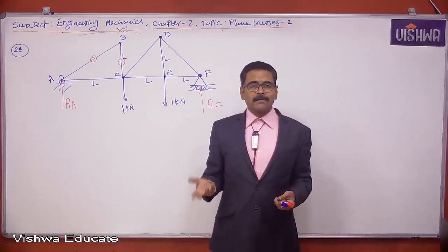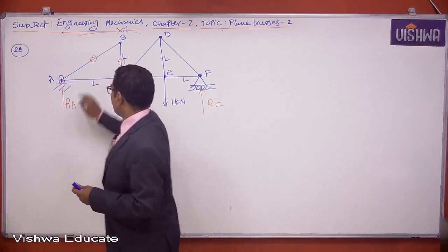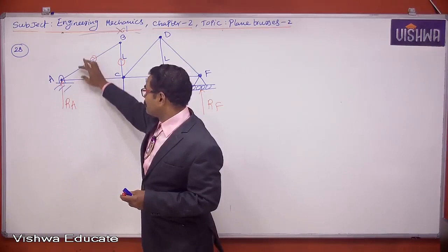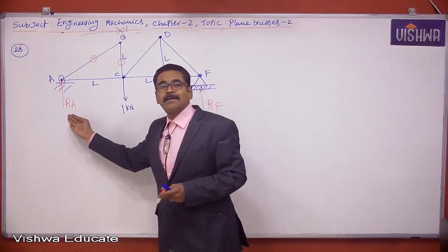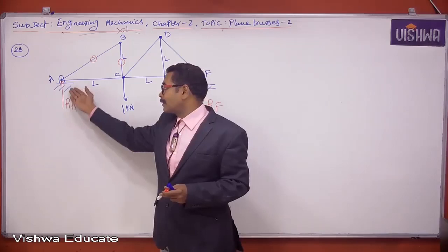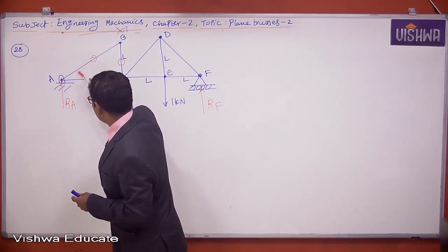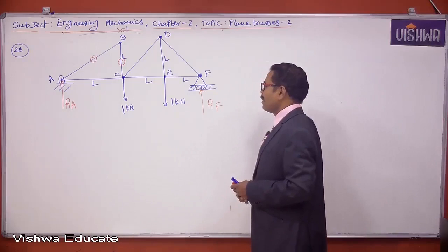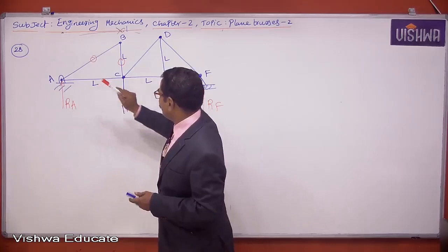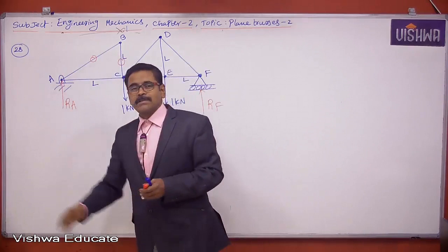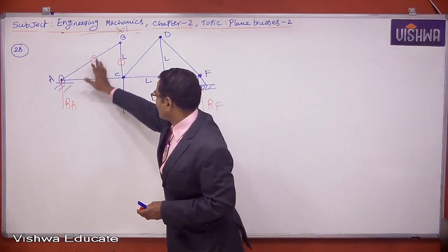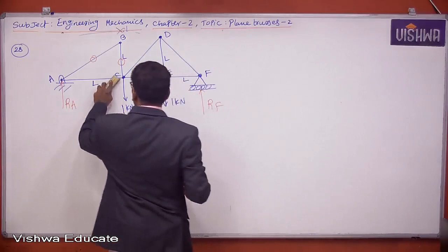So RA, but this member carries zero load. Since this member is carrying zero load, just ignore this member. This member is not there. Then what is RA? Nobody is there to balance this RA. That means RA is also zero. If RA is zero, this is also zero. Then what is the force carried by this member? This also will be zero. That means this member carries zero, this member carries zero, this member carries zero. The entire left part is carrying zero load. You have to ignore all these things because no load is acting. So just ignore all these things now.